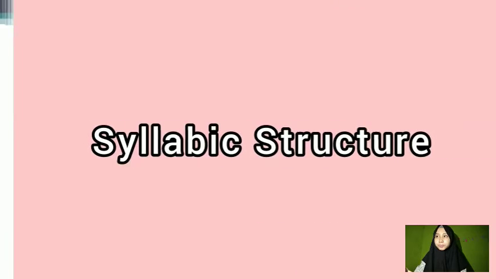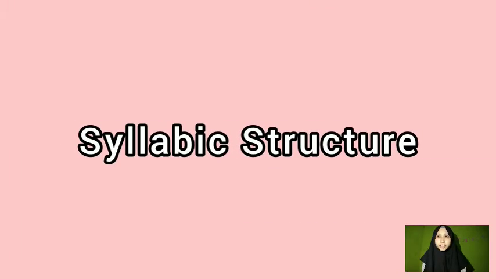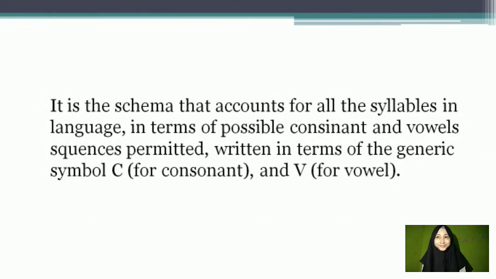So, what is syllabic structure? It is the schema that accounts for all syllables in a language in terms of the possible consonant and vowel sequences permitted, written in terms of the generic symbols C for consonant and V for vowel.